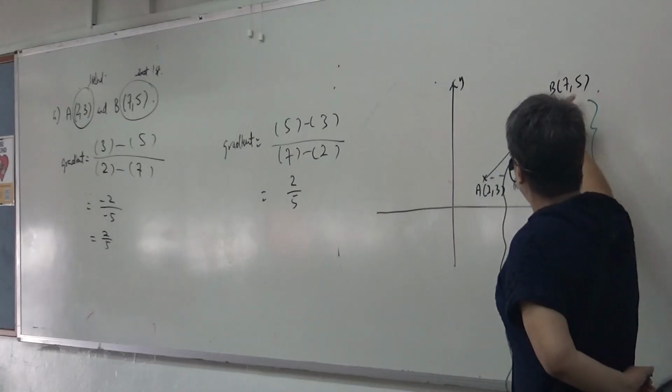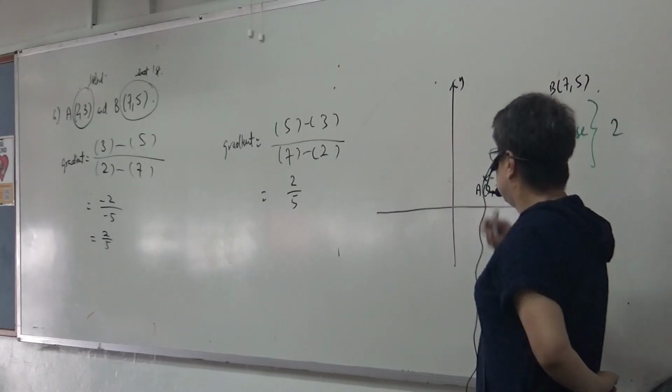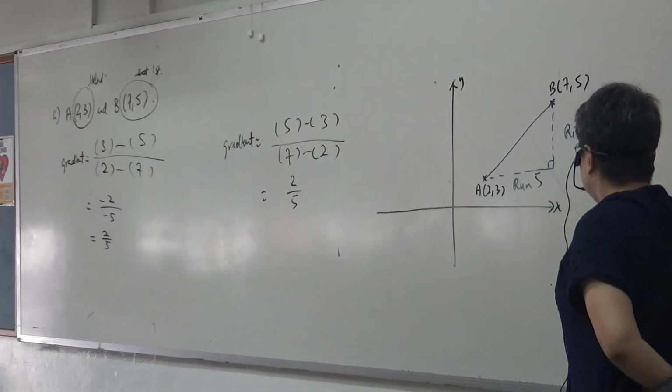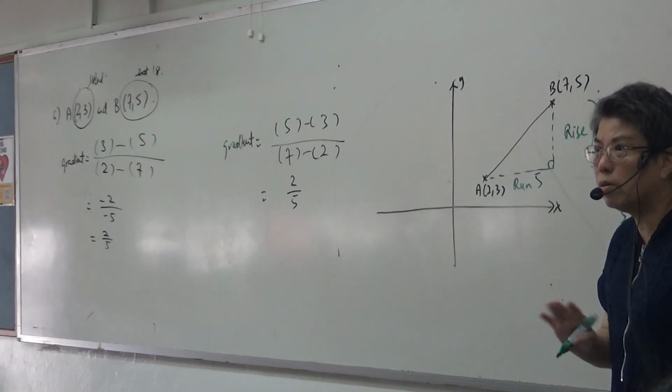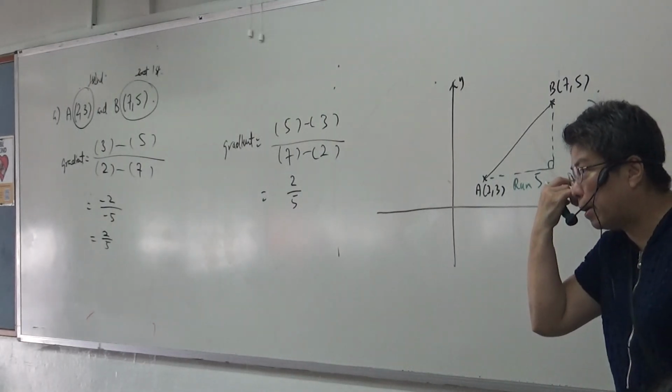This is vertical, so 3 to 5 is how much? 2 units, right? How much is this? 5. Can you see rise over run is still 2 feet? Don't need to clap. This is a proven one. I'm not fantastic. I'm just telling you it works. You understand what I'm talking about?